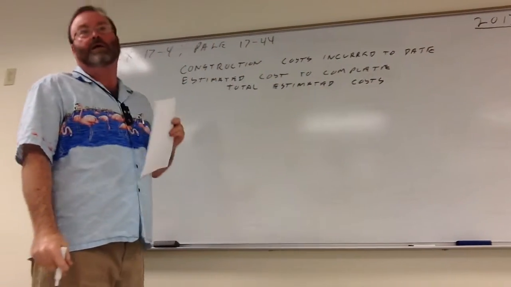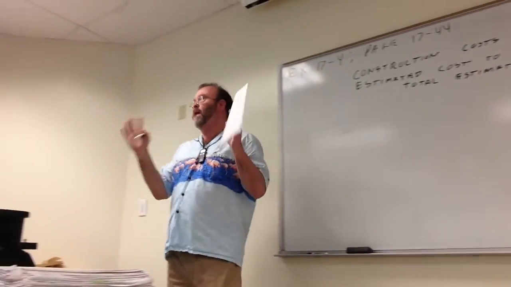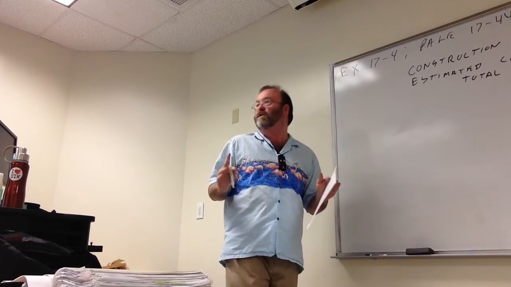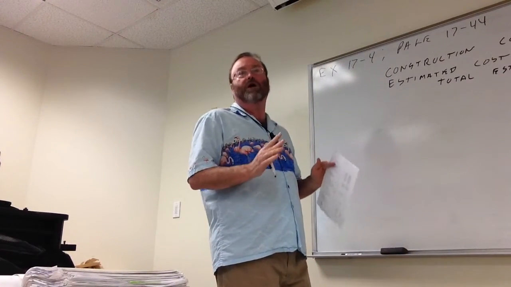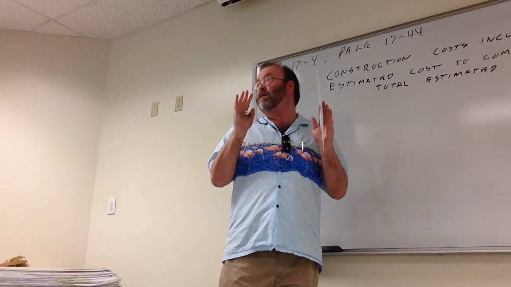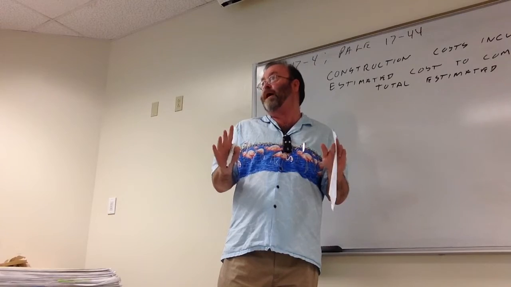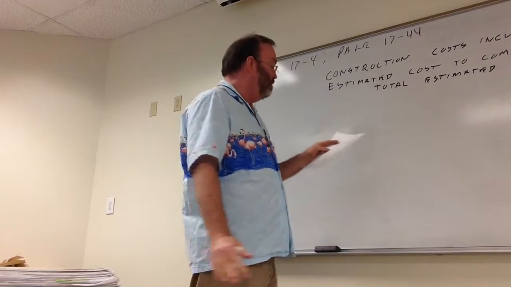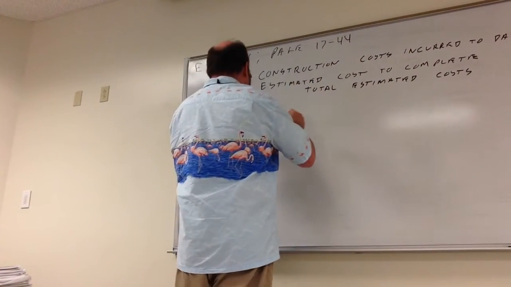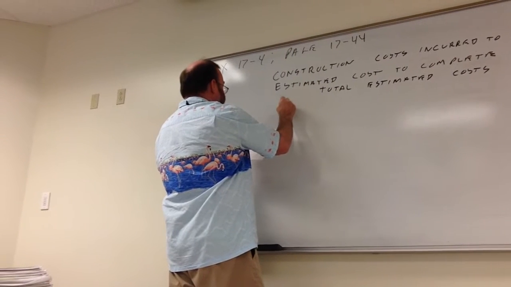All right? So we'll start with how much we actually incurred, whether it's direct labor, materials, or overhead, or subcontractors. How much have we incurred? How much do we expect yet to be finished, to finish the project, and then it'll give us a total. From that, we can calculate percentage complete.